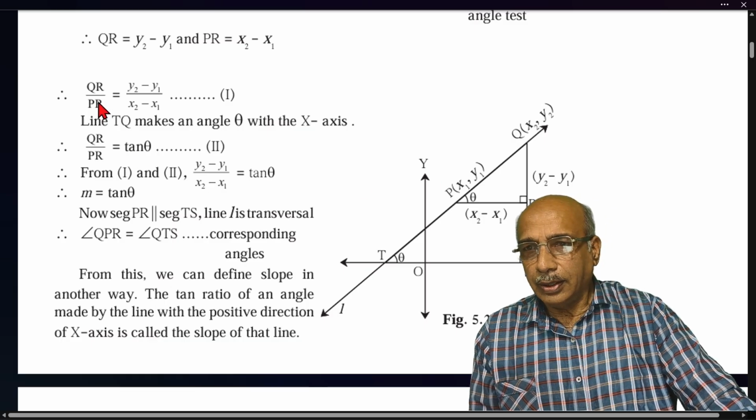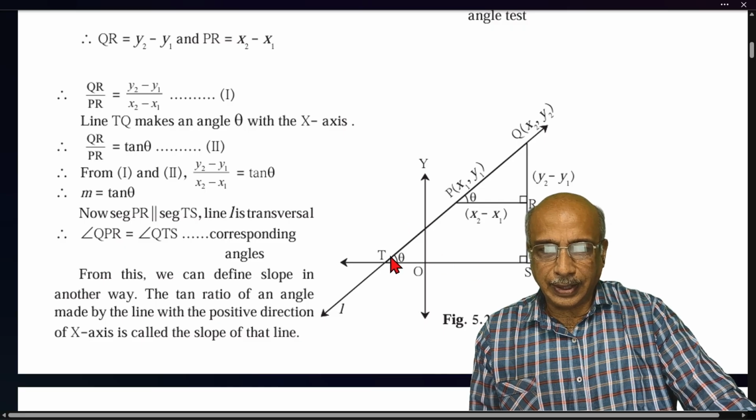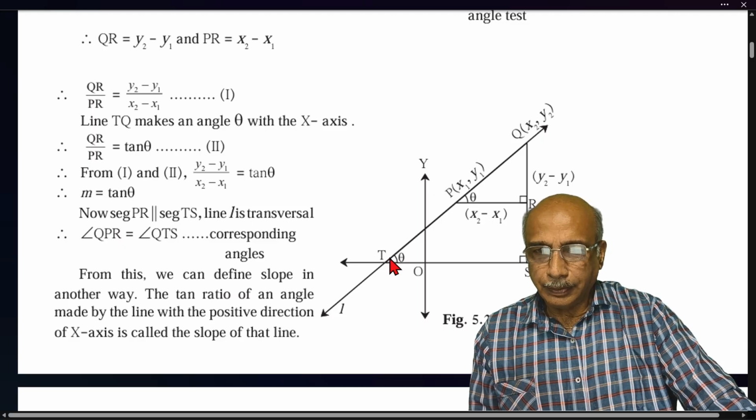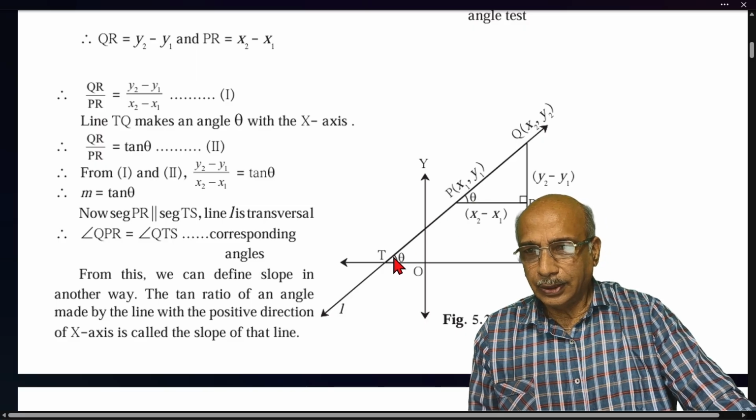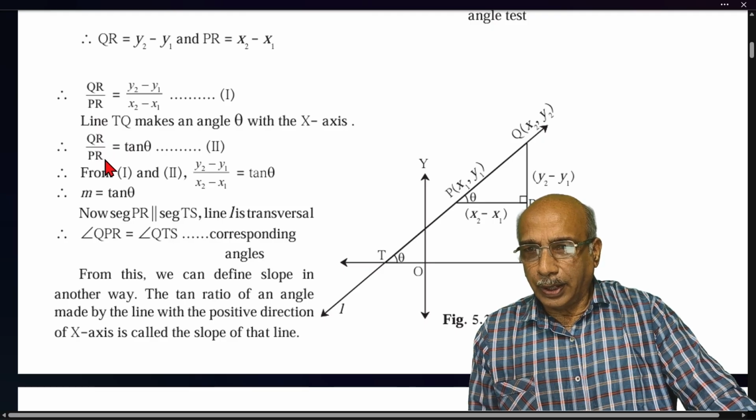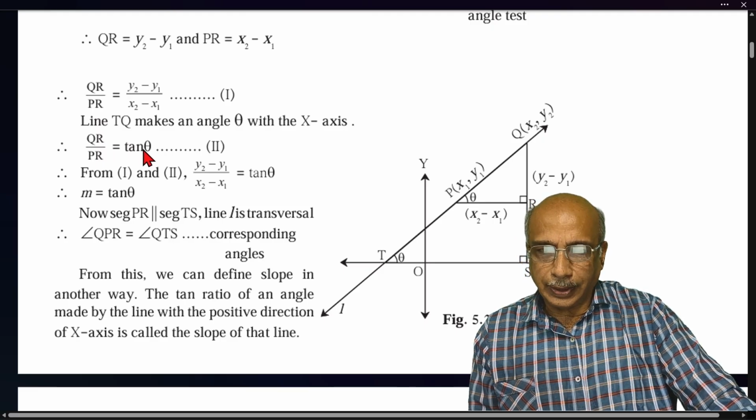So here, considering this, QR upon PR equals y2 minus y1 upon x2 minus x1. Line TQ makes an angle of theta with x-axis. Here x-axis is OX. So the angle at T will be theta. And as PR is parallel to x-axis, these two will form corresponding angles. And QR upon PR equals tan theta.